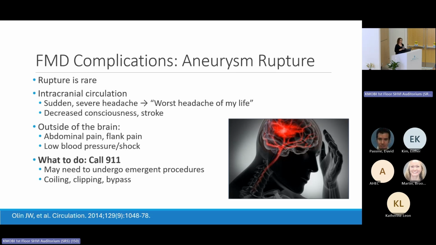Outside of the brain, if there's aneurysm rupture, especially in the kidney arteries or one of the other arteries that feeds the gut, that could be abdominal pain, flank pain, and then if there's significant bleeding, some low blood pressure or what we call shock. Again, in this case, if there is severe onset of new symptoms that are any of these listed here, that would be calling 911, going to the emergency department and not waiting. In case of an aneurysm rupture, an emergent procedure may very well be recommended. So things like aneurysm coiling, clipping, or even bypass in some cases.